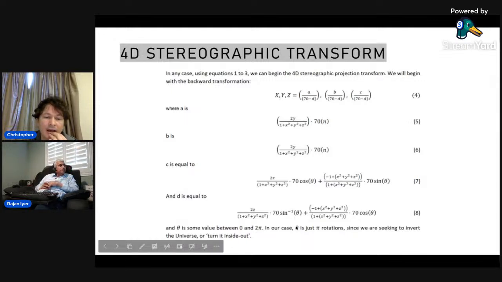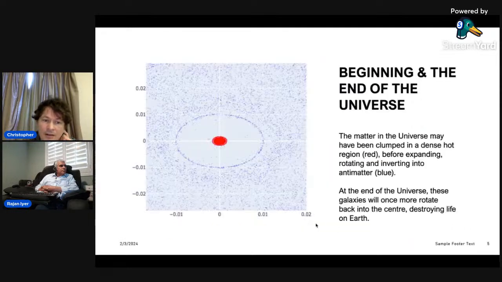So we have theta, which is some value between 0 and 2 pi, but we just want pi rotations because when you want to turn the universe inside out stereographically, that's what we require. So here's an example of that. The blue dots here are the positions of the galaxies relative to Earth, which would be at the very center of the red dot, but ignore the red dot for a second.